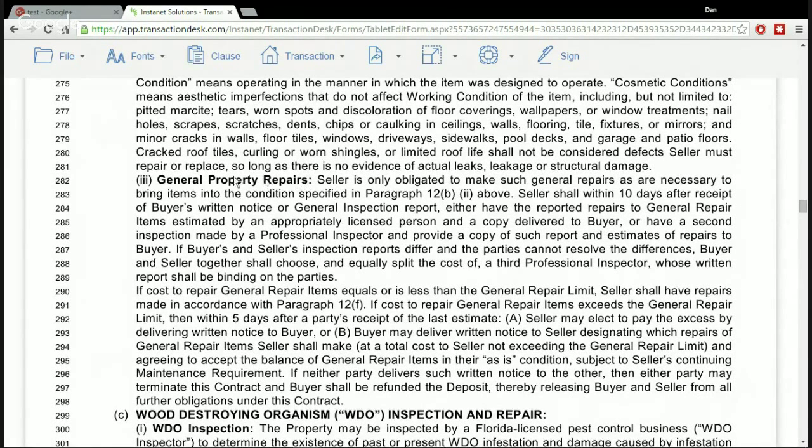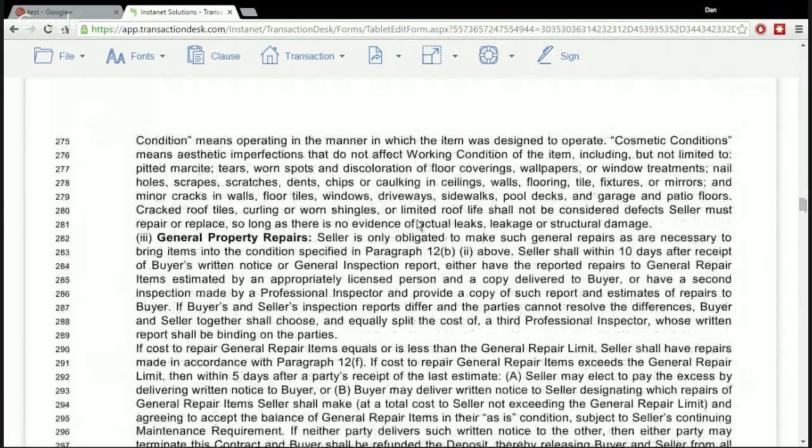It says the general property repairs, the seller is only obligated to make such general repairs that are necessary to bring those items into the condition specified above. So the seller just has to make them work properly according to the contract. He doesn't have to replace them necessarily.